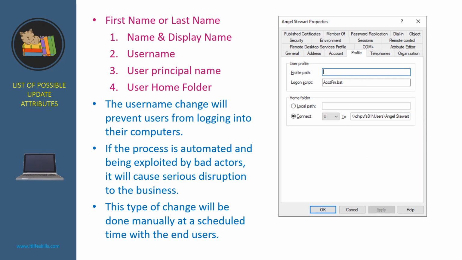And we know that when the username changes, it will prevent users from logging into their computers. And if the process is automated and exploited by bad actors, it will cause serious disruption to the business. Therefore, in IT life skills, this type of change will be done manually at a scheduled time with the end users.